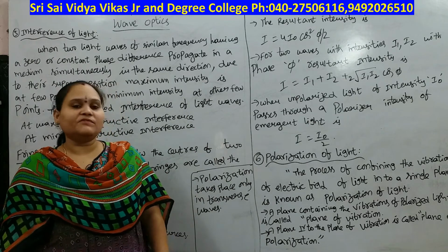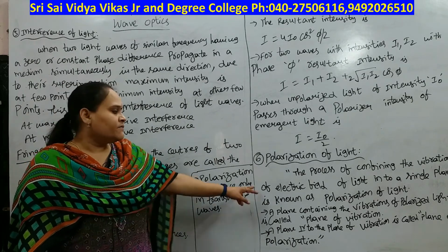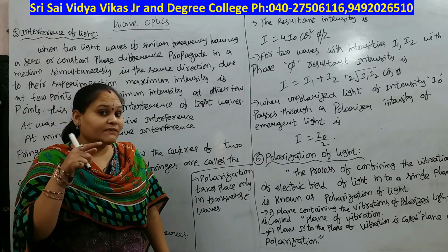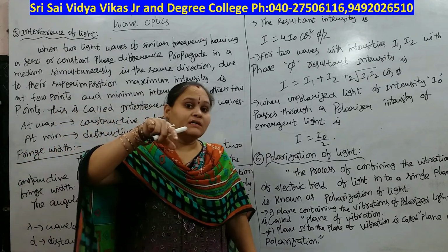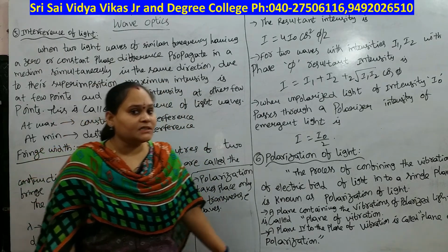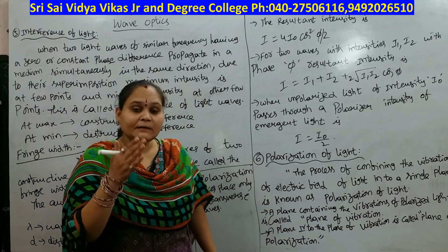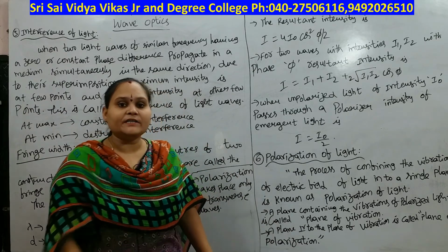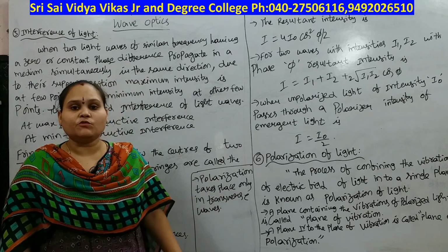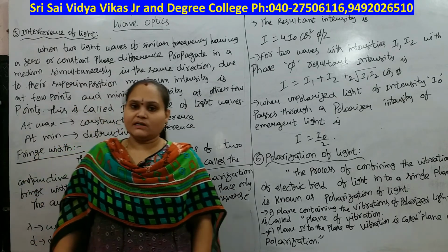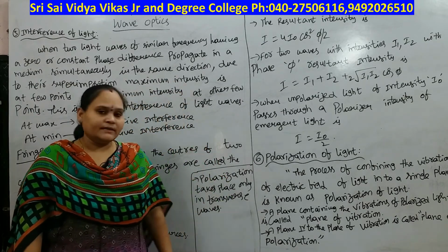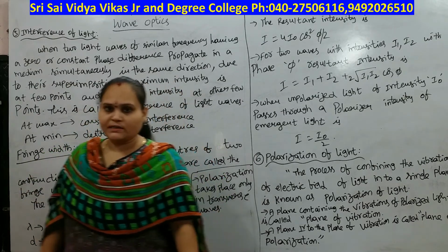Polarization of light is the process of confining the vibrations of the electric field of light to a single plane. The plane containing the vibrations is called the plane of vibrations, and the plane perpendicular to the plane of vibrations is called the plane of polarization. Polarization can take place only in transverse waves. Next we have just two topics, I will explain them.